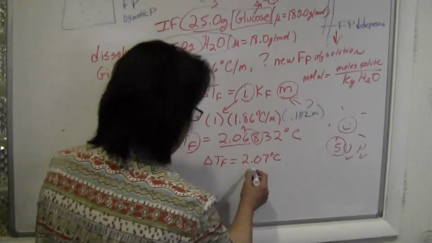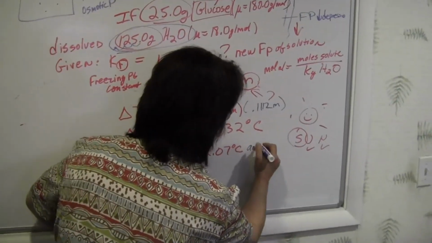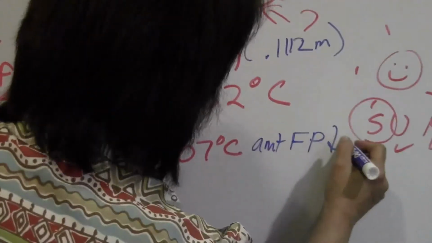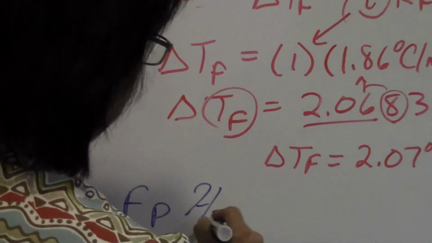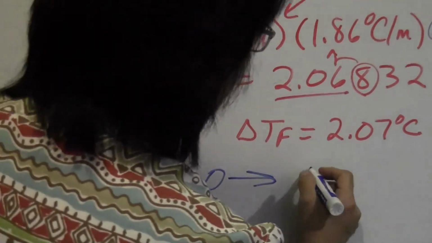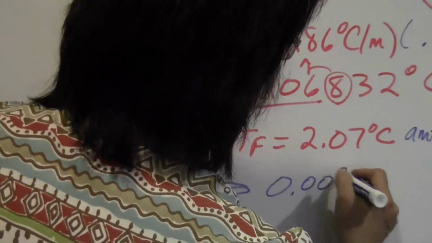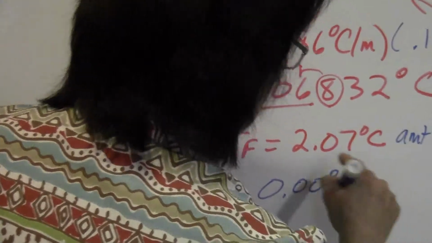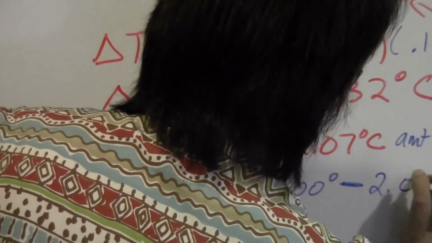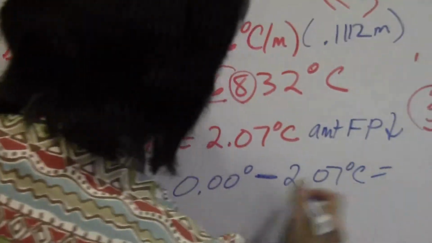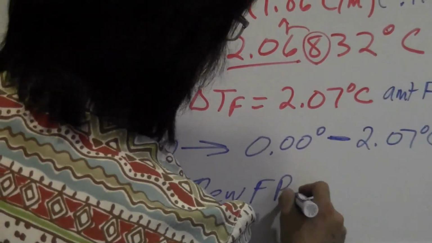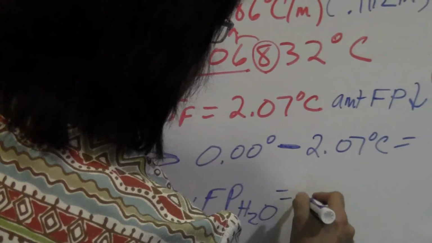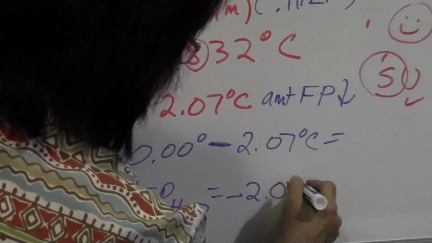Now this is where you're going to screw up. That's not the answer. This is the amount the freezing point goes down. So since we're dealing with water, we're going to start at 0 degrees centigrade, and we're going to subtract 2.07 degrees centigrade. So our new freezing point for water is minus 2.07 degrees centigrade.